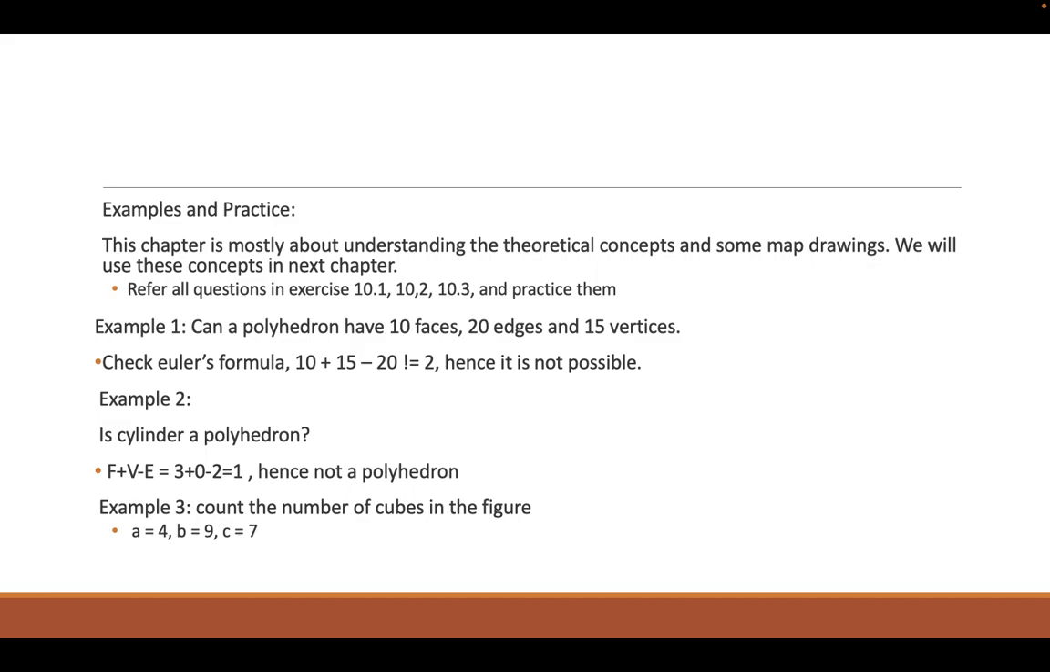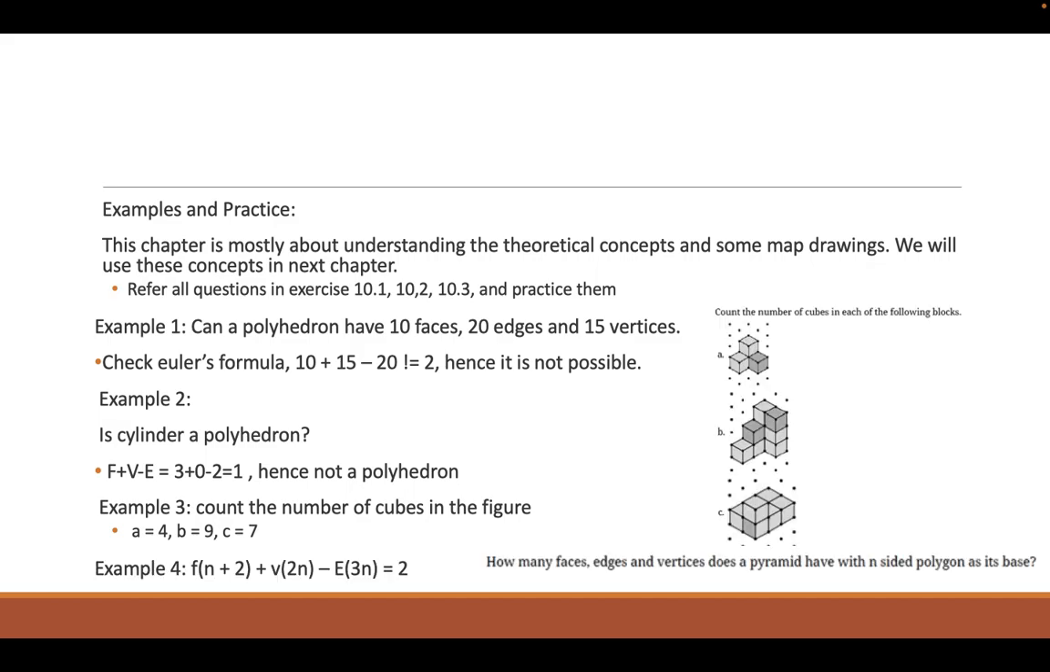Count the number of cubes in the figure. It is a figure, and you need to count the cubes. You will be able to understand if you understood what is front view, side view, and top view. Here it looks like 3, but it is 4. One is hidden. So this is more about understanding the theory of solid shapes. And the B figure has 9. You need to count it yourself. Hidden ones also you need to count. And C has 7.